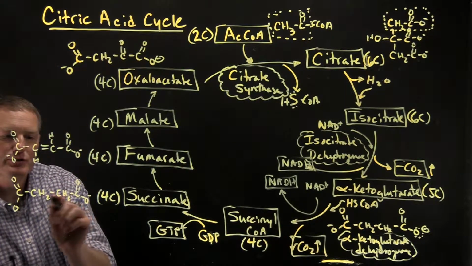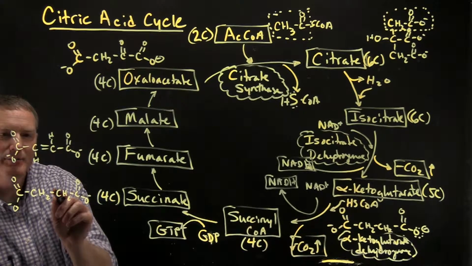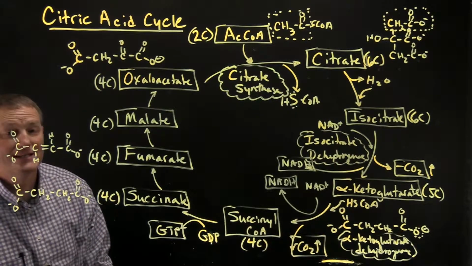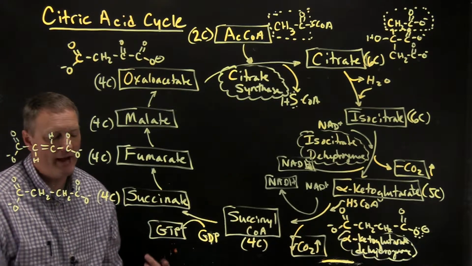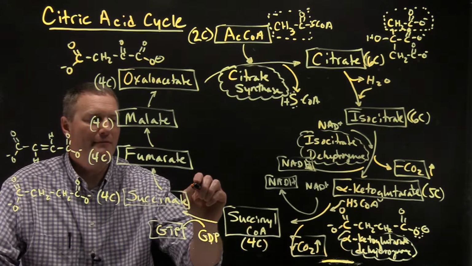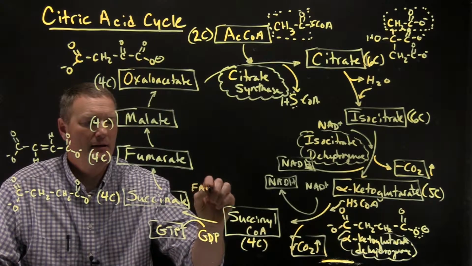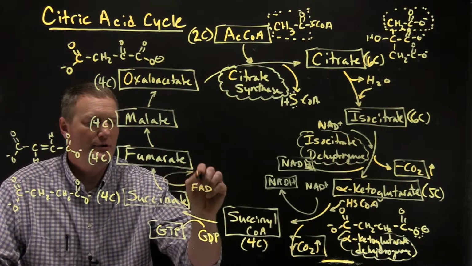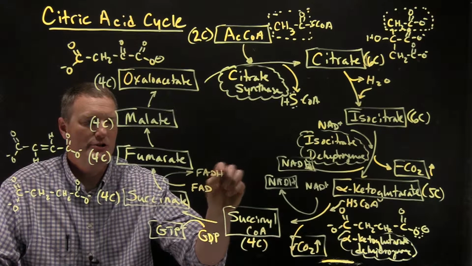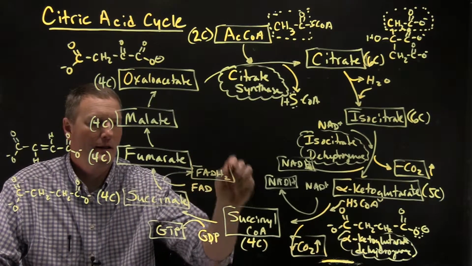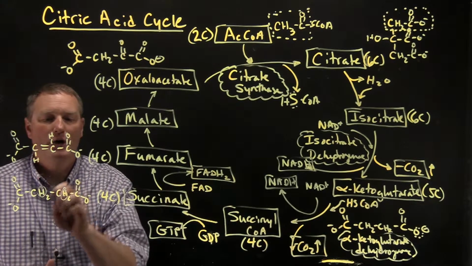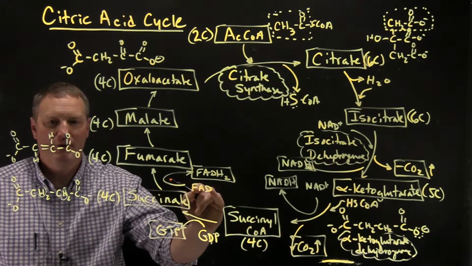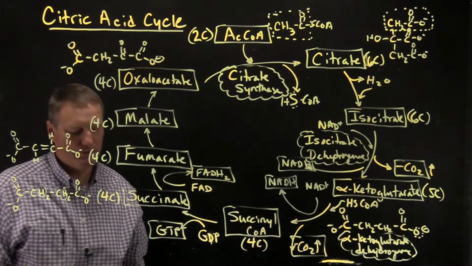A CH2-CH2 bond, so a carbon-carbon single bond, is being converted into a carbon-carbon double bond. And in order to do that, this requires a special cofactor. So FAD is going to be converted to FADH2. So these two hydrogens here and here are going to be added to the FAD cofactor to make FADH2.